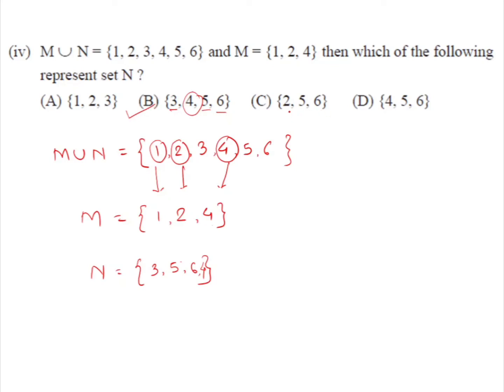As we can observe in alternative C, we have 2, 5 and 6. But there is an element 3 in set N, and it is not given in alternative C. That means alternative C cannot be the correct alternative. Now if we check alternative D, here also the element 3 is not represented. That's why alternative D cannot be our correct alternative either. Only the set which represents all 3 elements is alternative B. That's why alternative B is the correct alternative.